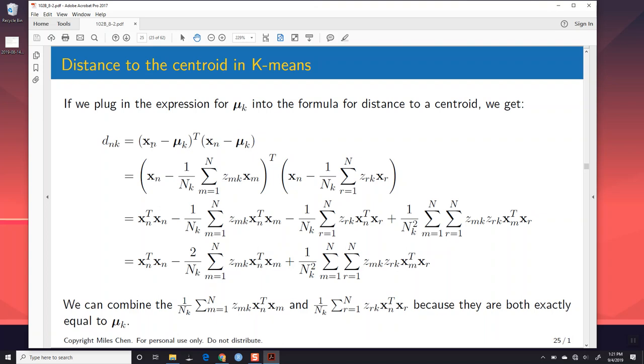So here, basically, I'm just expanding this out. Here's x, we're subtracting off the centroid, transpose times x minus the centroid. So I replaced x with this, and I replaced the centroid with this, right? So this is the distance, okay? And then if I just expand all of this out, it all combines to this, okay?